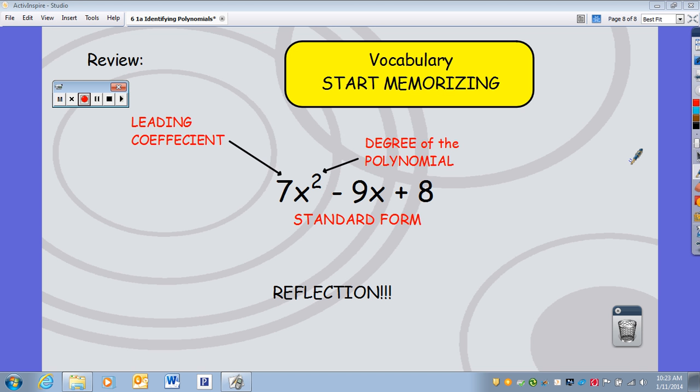Please make sure to start memorizing this vocabulary, which we will use all unit and for the rest of the semester. Remember to complete the reflection.